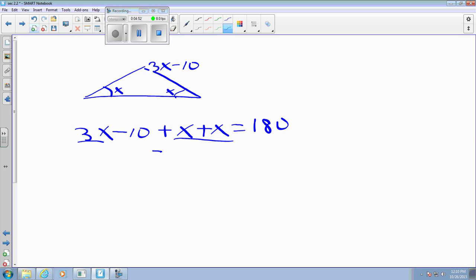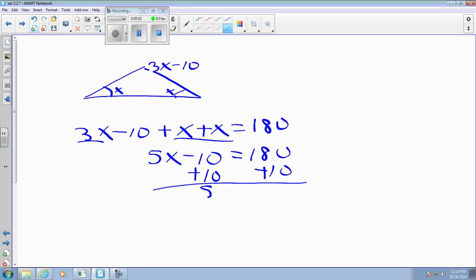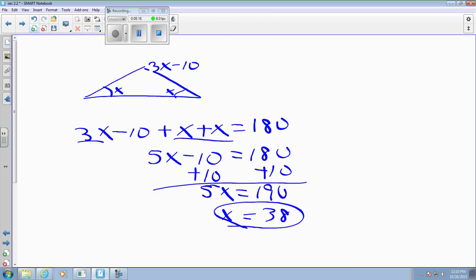Putting my like terms together, 3x plus x plus x gives me 5x minus 10 equals 180. Plus 10 to both sides and I get 5x equals 190, and I divide by 5, and I get that x equals 38. Now, I'm not done because that's just what x is. The question is asking, what are the angles?